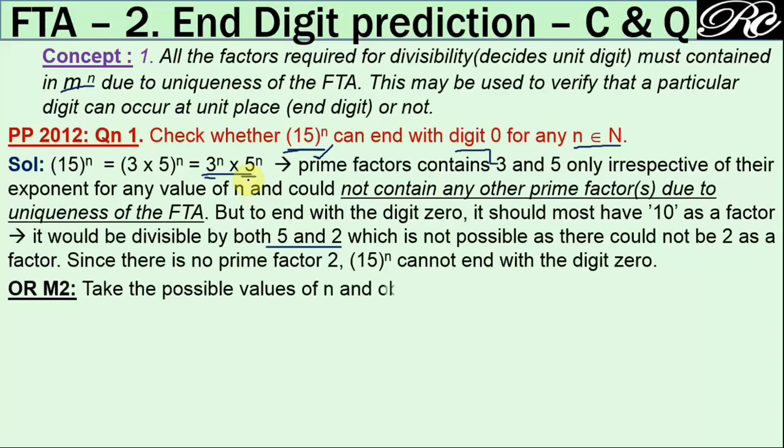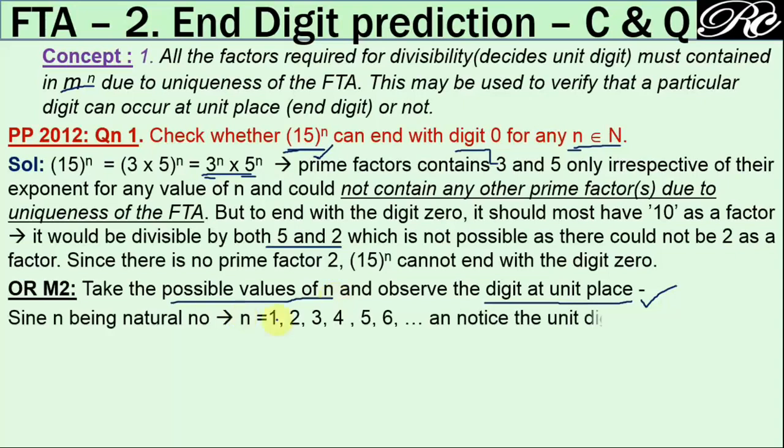Before going to the other question, this can also be understood or calculated by considering the possible values of n. This is a more common, more fundamental kind of thinking to predict all possible unit digits. So first we shall find what are the possible unit digits for this 15 to the power n. For that, take the possible values of n; since n is a natural number, we shall take 1, 2, 3, 4, then note down the unit digit.